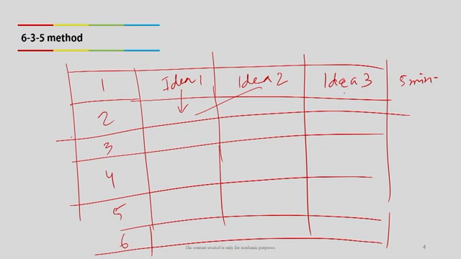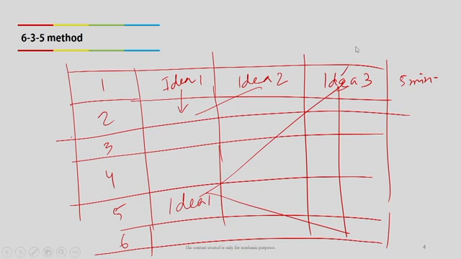Now, you can combine idea 3 of the first person with idea 1 of the 5th person. You can combine 2 ideas, you can combine 3 ideas. You can take the good part of this idea, the good part of this idea and this idea, and you can make a new combination of ideas.